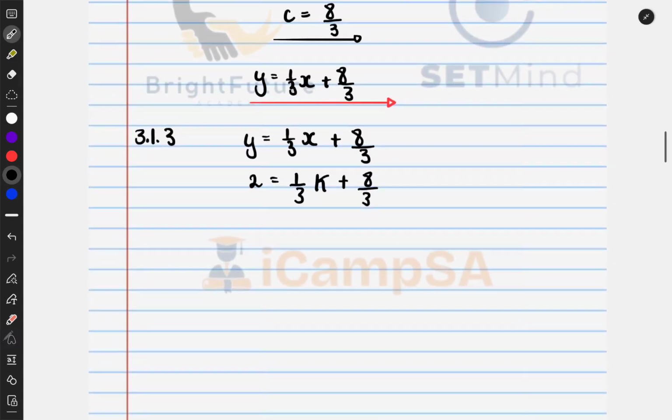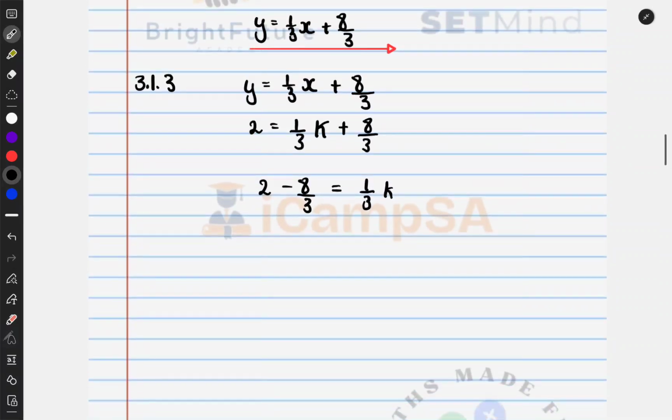Now let's simply solve for k. We take the 8 over 3 to the other side, so it's going to be negative 8 over 3. 2 minus 8 over 3 is equal to 1 over 3 k. Let me punch it on the calculator. 2 minus 8 over 3 is equal to negative 2 over 3. Multiplied by 3, we get negative 2. Therefore, k is equal to negative 2.